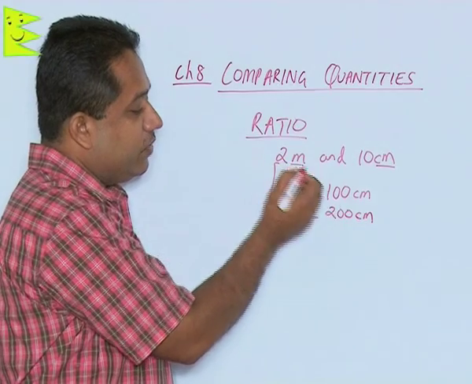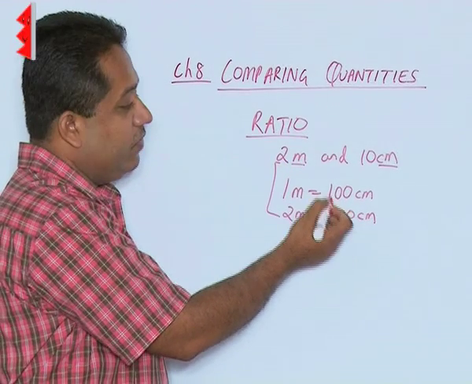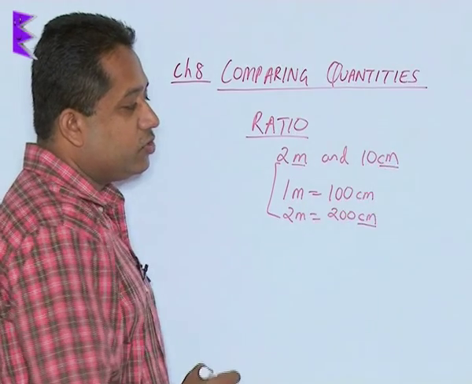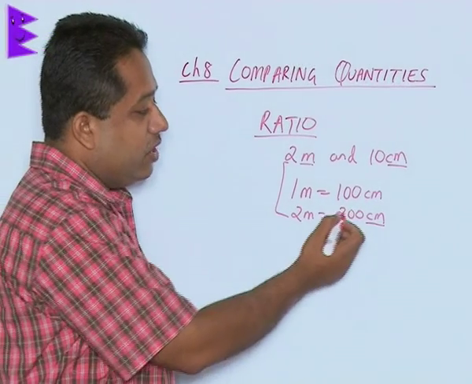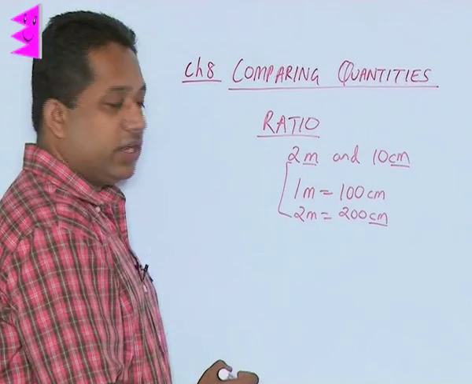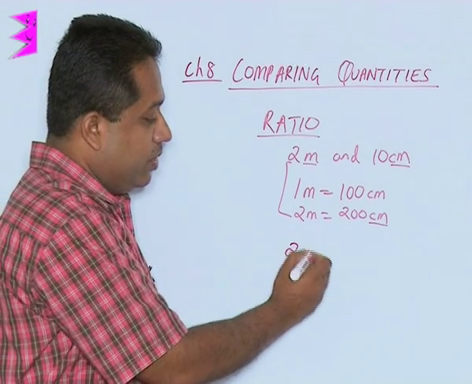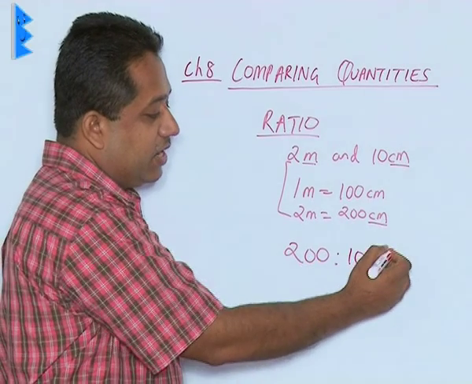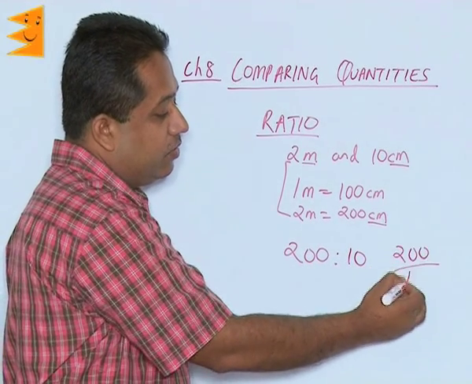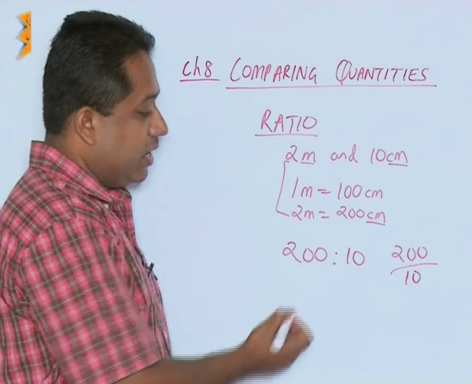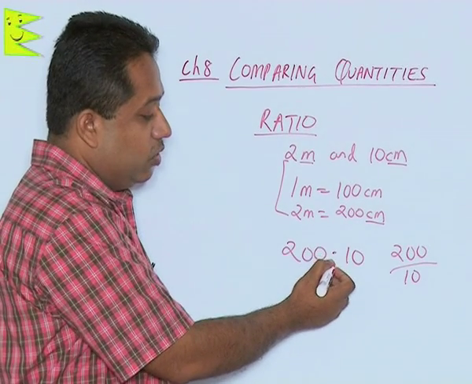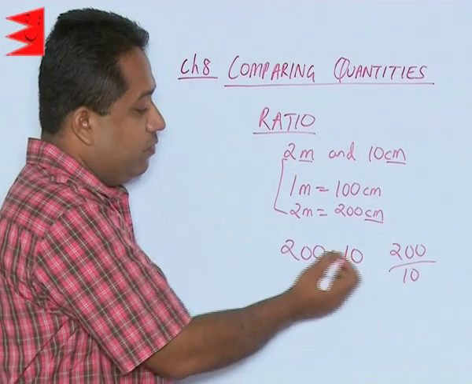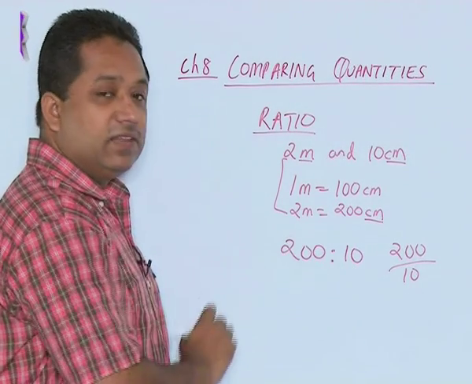Now, once we have converted the meter into centimeter, we note that the first quantity is in centimeter and the second quantity is also in centimeters, and therefore, now we are in a position to find out the ratio. So, the ratio is going to be 200 is to 10, or we can write it as 200 upon 10. Both are equivalent. We can either put the ratio, this two dots in between the two quantities, or we can write upon.